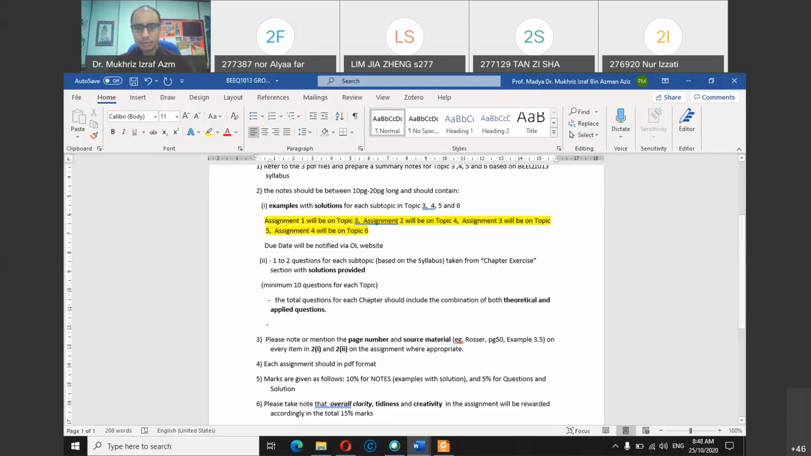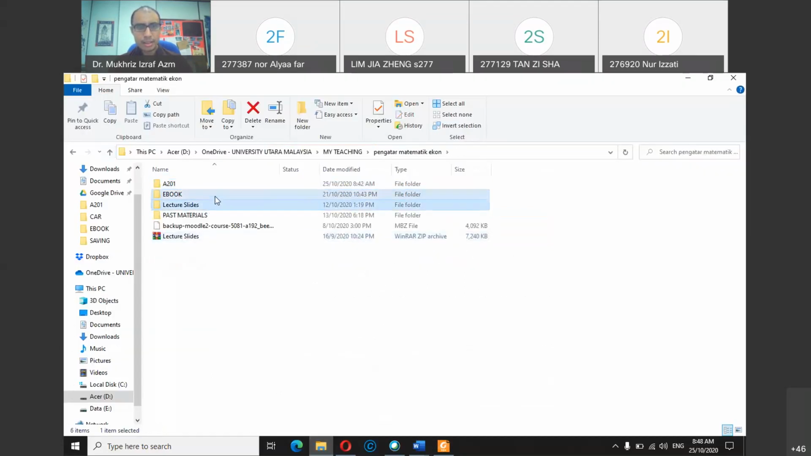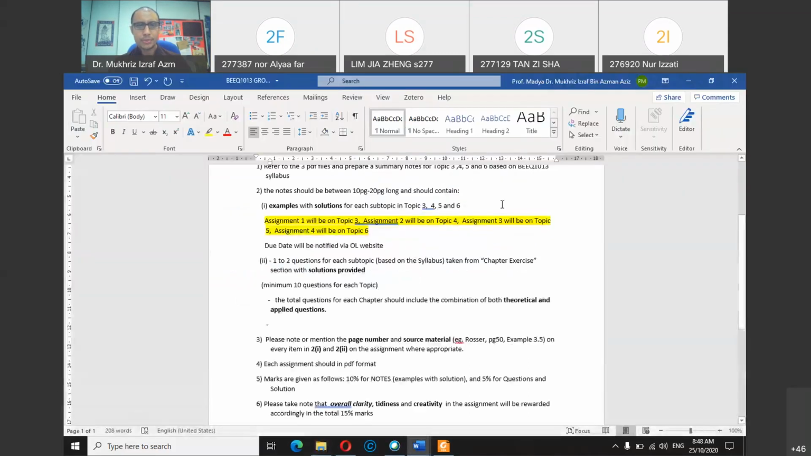So far I've given you quite a number of ebooks in your OL. I think the first three, and then the Tan textbook, and then the latest one I gave you two books, Hausler and Jax, and also one by Bali. So I think with the combination of these more than 6 ebooks, you shouldn't have a problem finding questions.